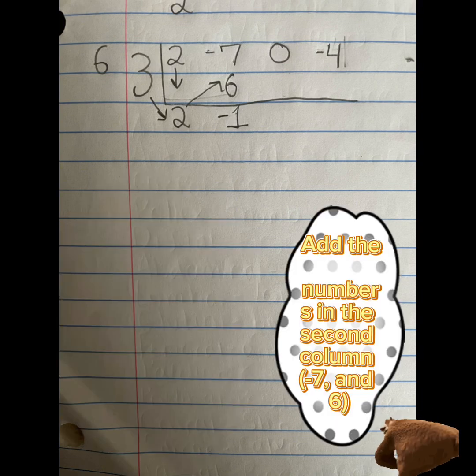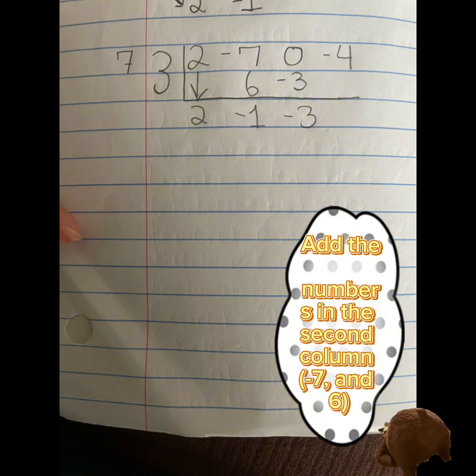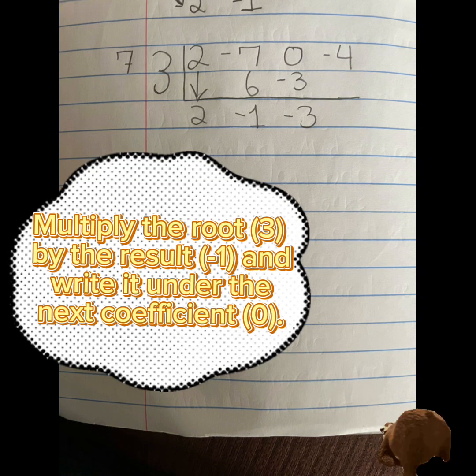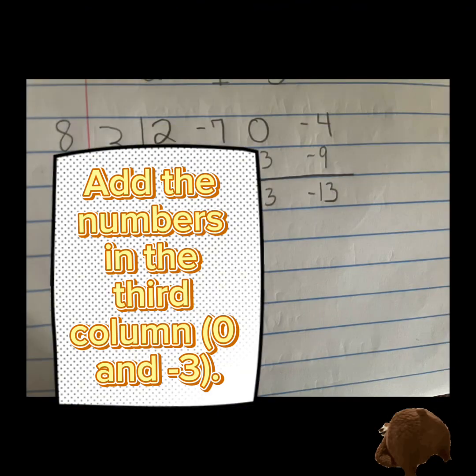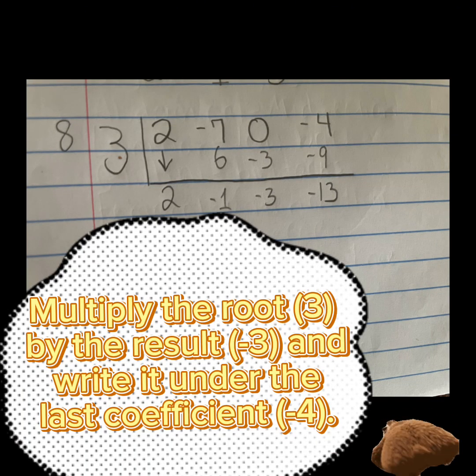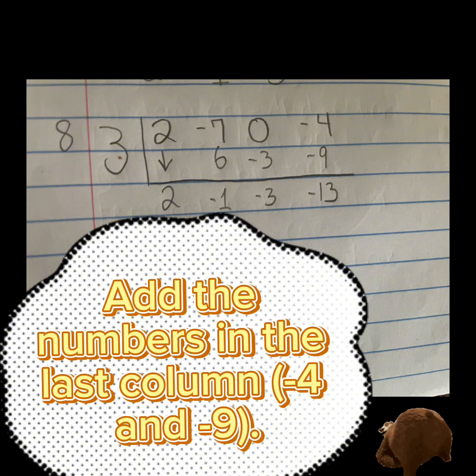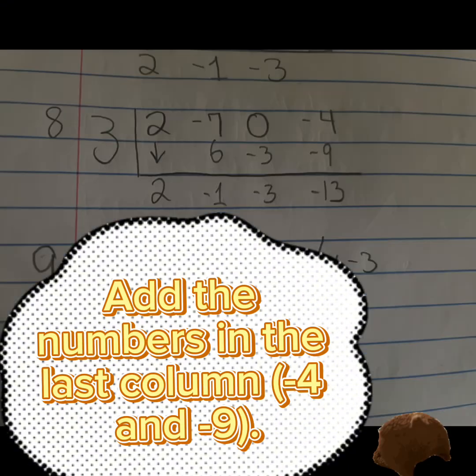Add the numbers in the second column, -7 and 6. Multiply the root 3 by the result, -1, and write it under the next coefficient, 0. Add the numbers in the third column, 0 and -3. Multiply the root 3 by the result, -3, and write it under the last coefficient, -4. Add the numbers in the last column, -4 and -9.